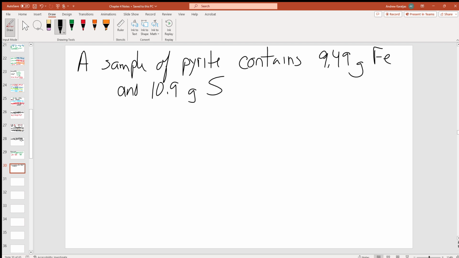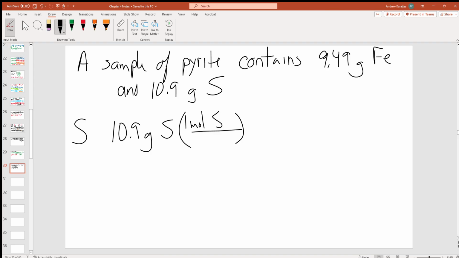So the way that we do this is we start by finding a mole ratio. So for sulfur here, we have 10.9 grams of sulfur. And we're going to determine how many moles that is. So 1 mole of sulfur is approximately, but we'll be more exact here, 32 grams of sulfur, or 0.340 moles of sulfur.